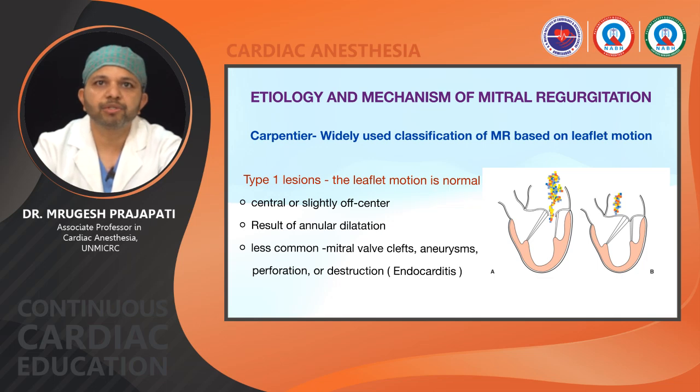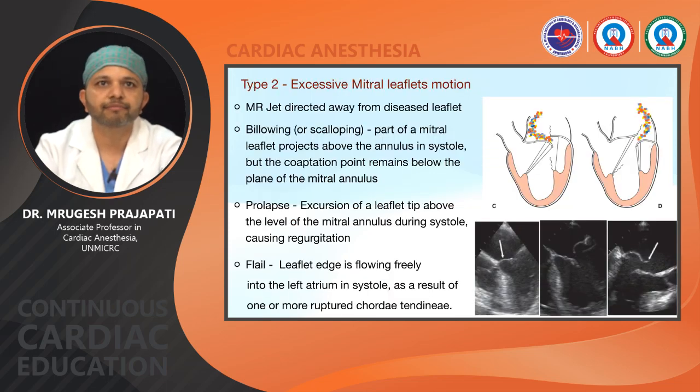Now let us look at the etiology and pathophysiological mechanism of MR. The most widely used classification for MR is given by Carpentier, which is mainly based on leaflet motion. In type 1 lesion, the leaflet motion is normal. The MR jet is mainly central or slightly off center. It is basically a result of annular dilatation, and the less common causes include mitral valve cleft, aneurysm, perforation or destruction of the leaflet due to endocarditis.